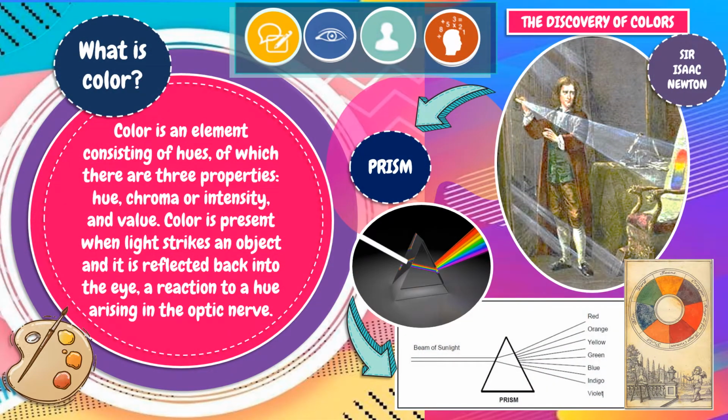So, what is color? Color is an element consisting of hues, of which there are 3 properties: hue, chroma or intensity, and value. Color is present when light strikes an object and it is reflected back into the eye, a reaction to a hue arising in the optic nerve.